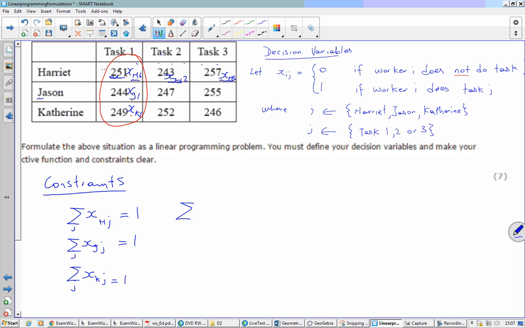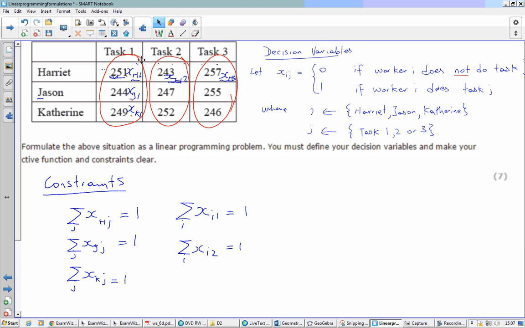So we can say sigma x, and we're going to go xi1 equals 1. And now we're summing over I. And similarly, we can sum these 3 together. So that's going to be sigma I of xi2 equals 1. And then finally, the final 3, one of them is going to be 1, the other 2 are going to be equal to 0, is going to be sigma I xi3 equals 1. Okay, so that's our constraints.